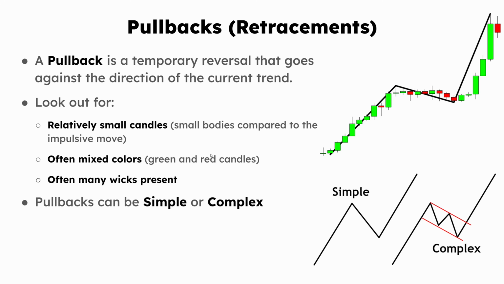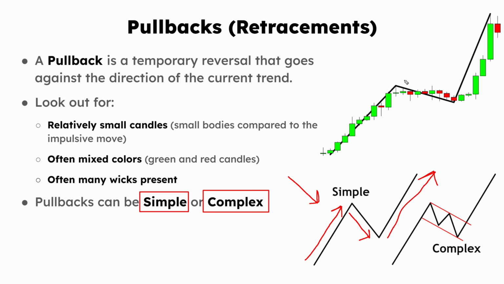And when it comes to pullbacks, we have basically two different versions of pullbacks that we need to know about. Pullbacks can be simple, but they can also be complex. The simple pullback, which you can see right here, is very simple. It's basically when we have an impulsive move that goes up like this, then the actual pullback looks pretty much like a straight line before we see the next impulsive move. So this image at the top here is an example of a simple pullback. We have an impulsive move that pretty much goes up in a line. We have a nice pullback here, and then the next impulsive move.